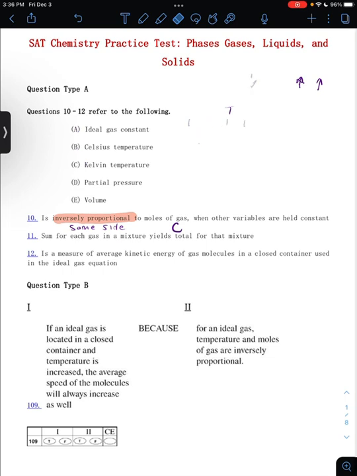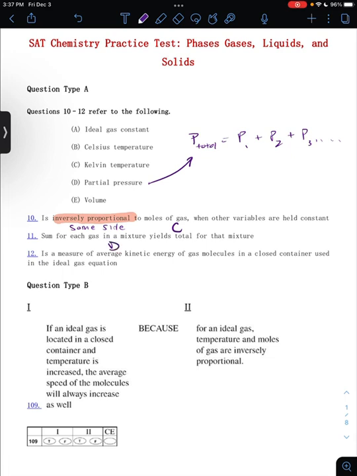Well, in the beginning I went over what these terms mean. So the sum of each gas in the mixture yields a total. So when we look at the total pressure, it equals pressure of 1 plus pressure of 2 plus pressure of 3 and so on. What that is saying is that's our partial pressure. So if we add up all the partial pressures, then we get the total pressure.